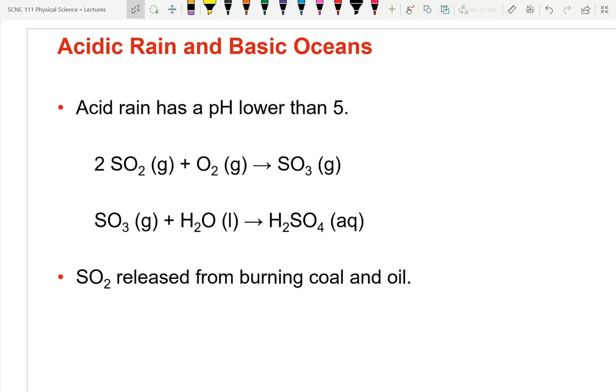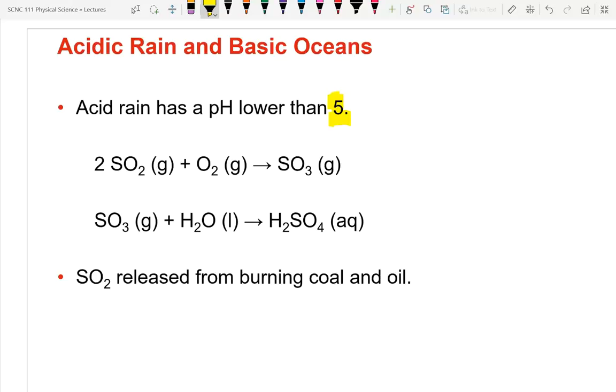So acid rain. Have you heard of acid rain? Acid rain is a real problem. It's called acid rain if you have a pH lower than 5. Remember, what is neutral pH? 7. So pH lower than 5 is a pretty good acid. That's low enough that it will do things like dissolve marble. Marble is actually water soluble, but it's very slow in being dissolved by water. But if you have acid, it's much faster.